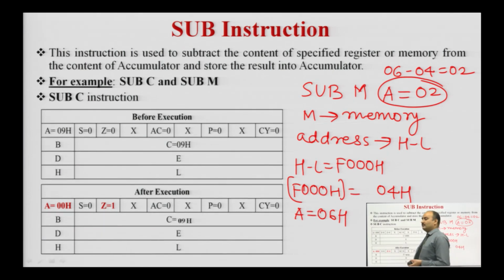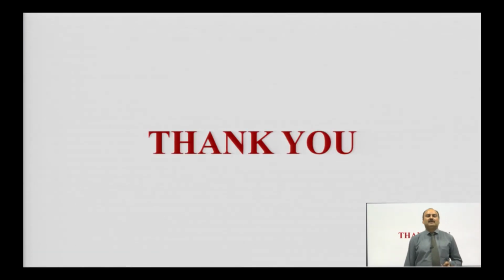If there is a carry from the D3 position to the D4 position bit, then the auxiliary carry flag is set. If the result consists of an even number of ones, then the parity flag is set. If there is a carry generated from the D7 position, or a borrow is taken from the D8 position, then the carry flag is set to reflect the result of the operation. So, this is the meaning of this subtraction instruction. Thank you very much.